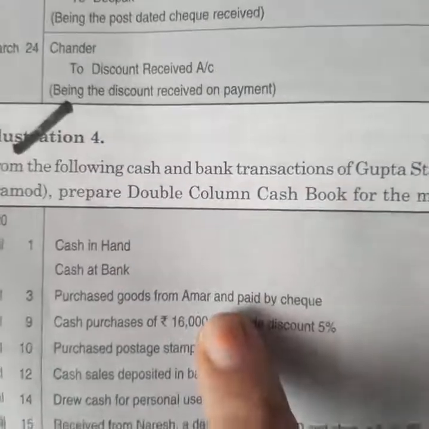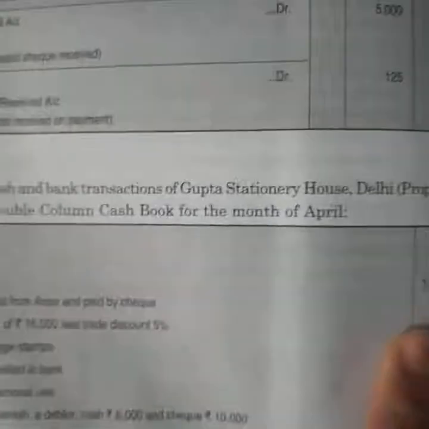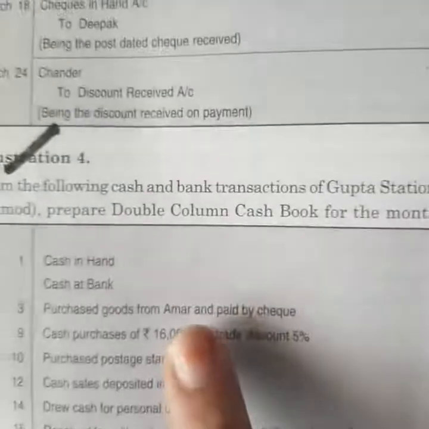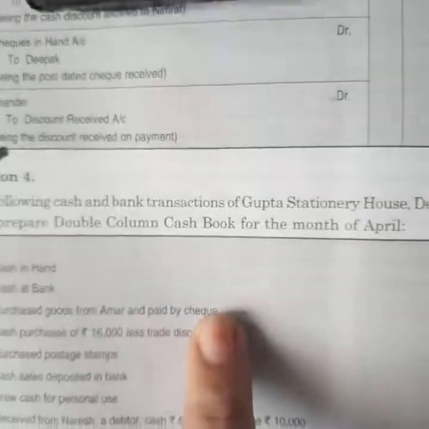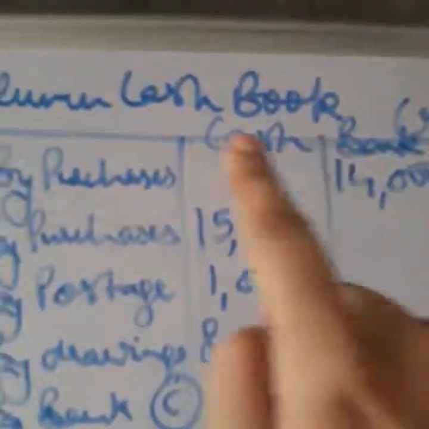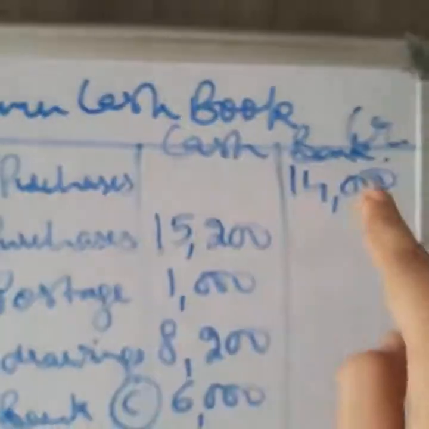Second transaction is purchased goods from Amar and paid by cheque 14,000. So purchases account debited, to bank account is the journal entry. So bank account is being credited. So we'll go to the credit side of bank account. We'll write there "By purchases 14,000."